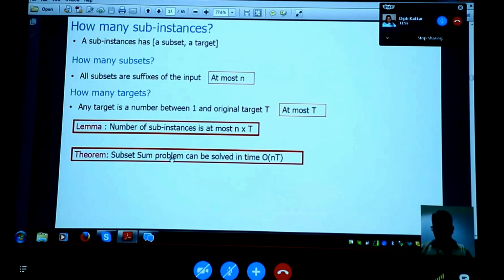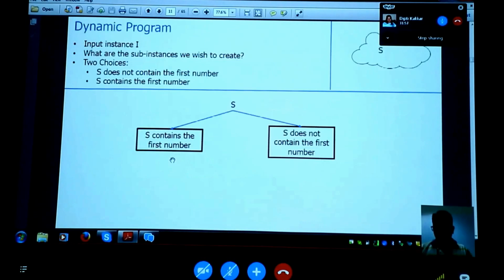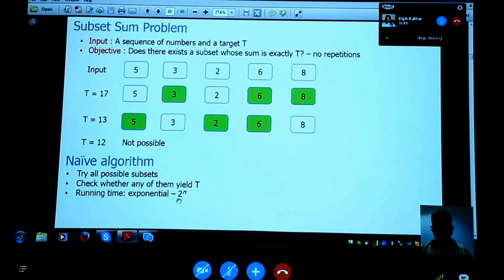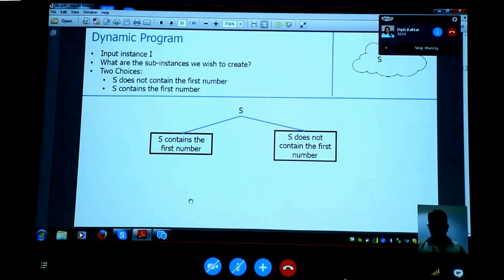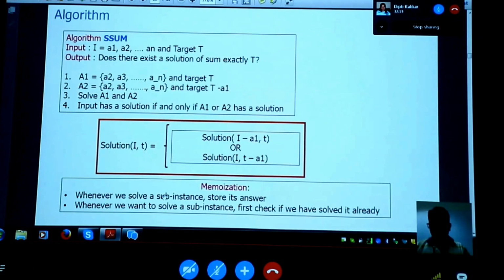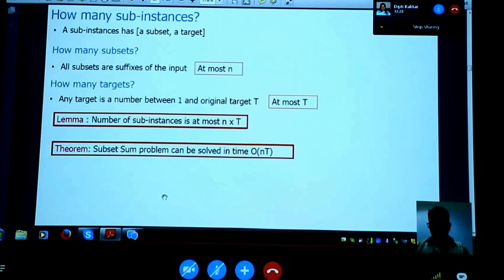Is this better than 2 to the n, the naive algorithm? Well, it depends on how big my t is, right? If my t is much bigger than 2 to the n, maybe you may want to just use the naive algorithm. But otherwise, this is better, right? If your t is fairly small, then this is a better algorithm. Okay. So as an aside, these algorithms are what are called pseudo polynomial algorithms. But yeah, let's not go there.